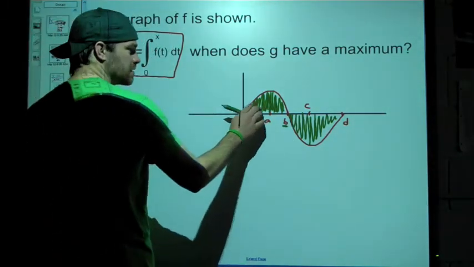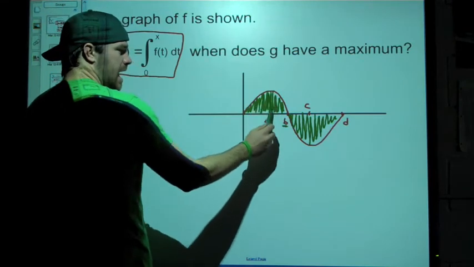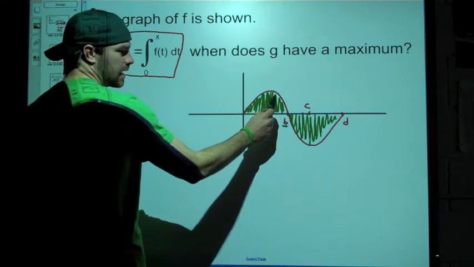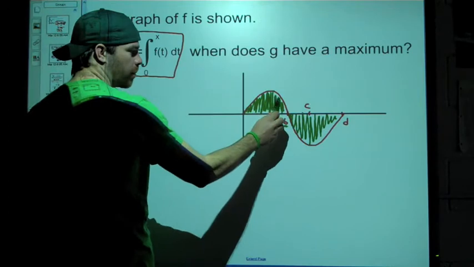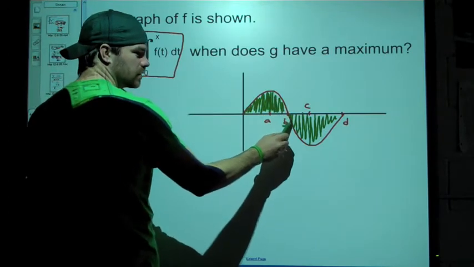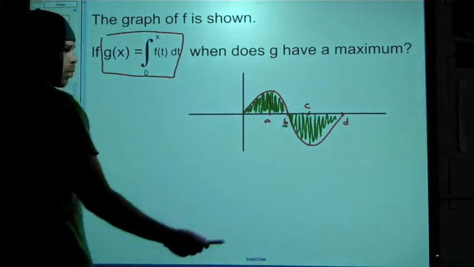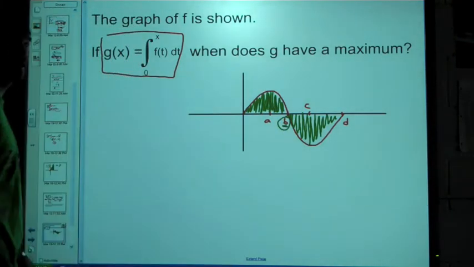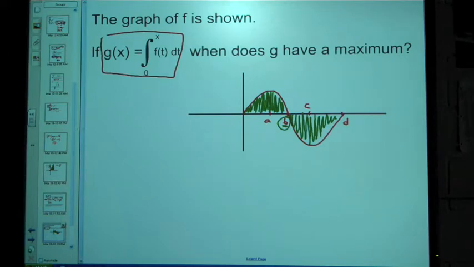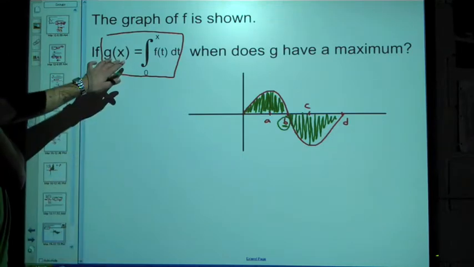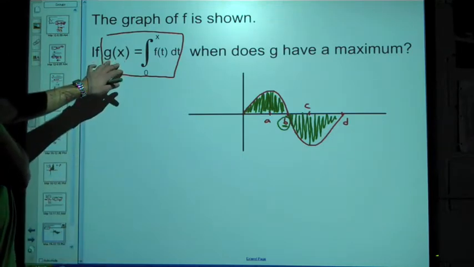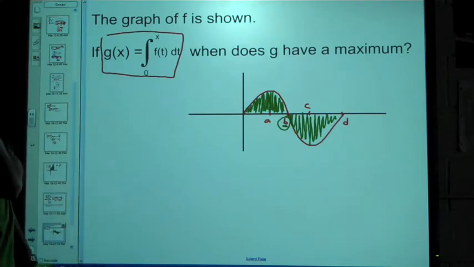Because this was all positive. A common mistake would be to say A, because it's a high point, but I'm still getting positive area. This is all positive. At this point, I'm starting to get negative area, so I'm losing area. So at point B, I had the maximum amount of area. You could figure that out just by looking at the graph. You don't need to know any calculus. You just need to know what this means. G is accumulation. When is G a maximum? G is a maximum when I have a maximum area.